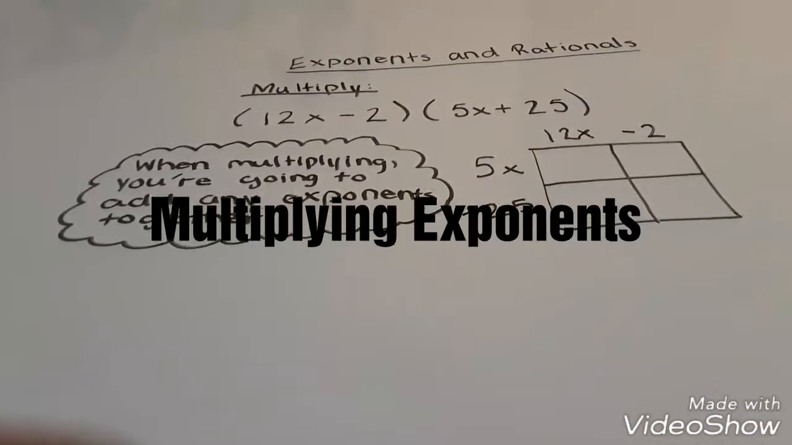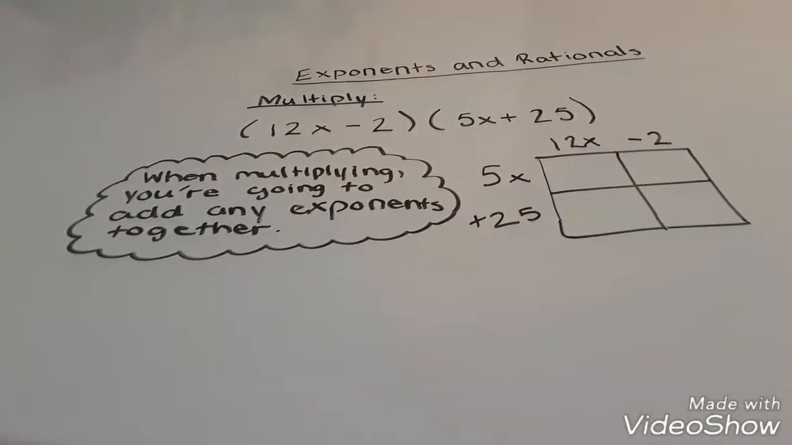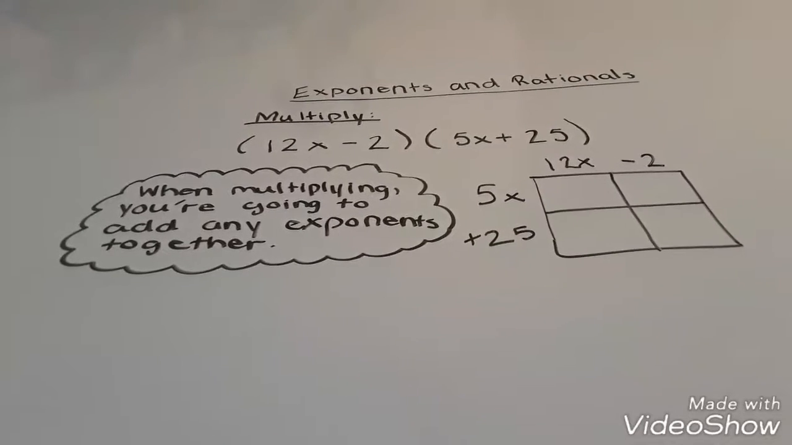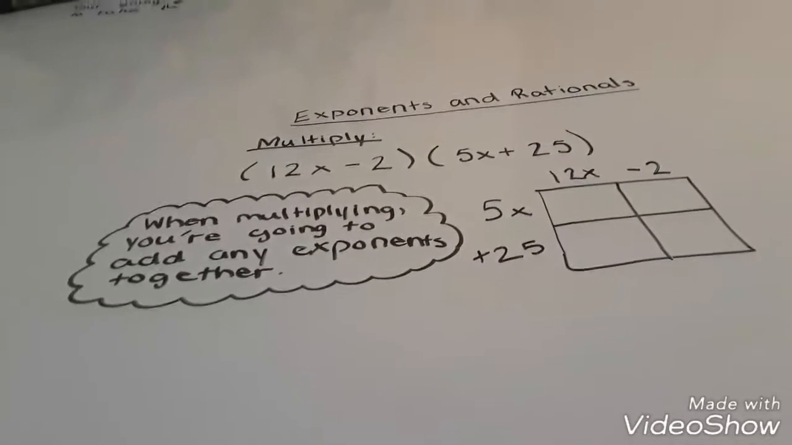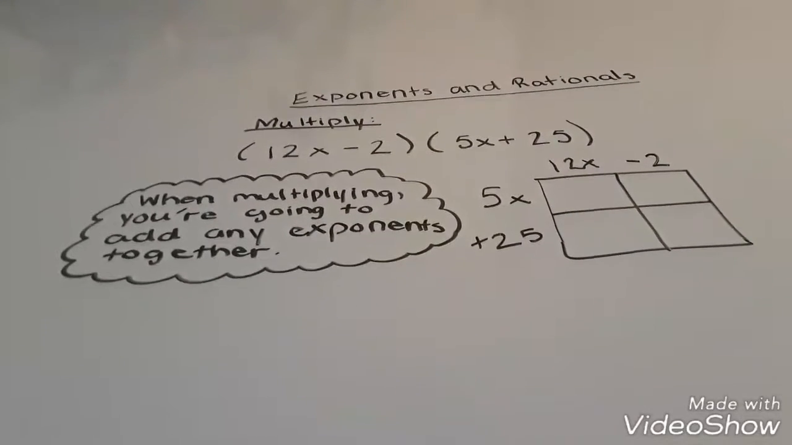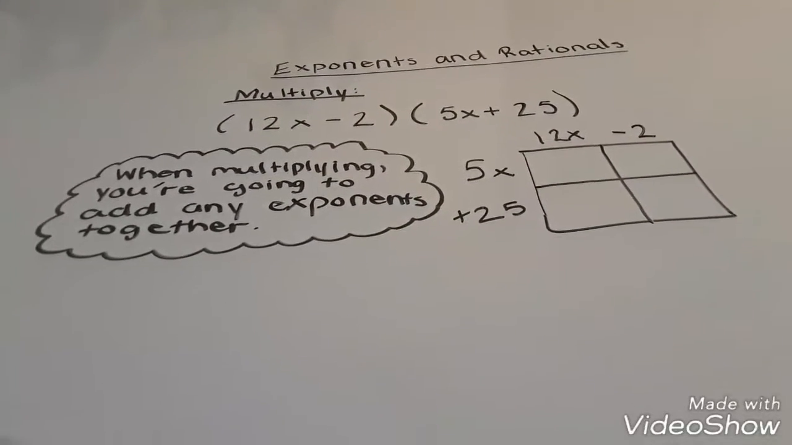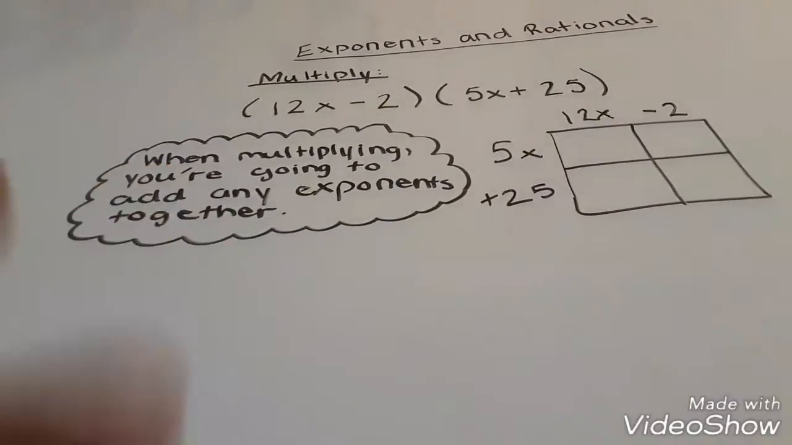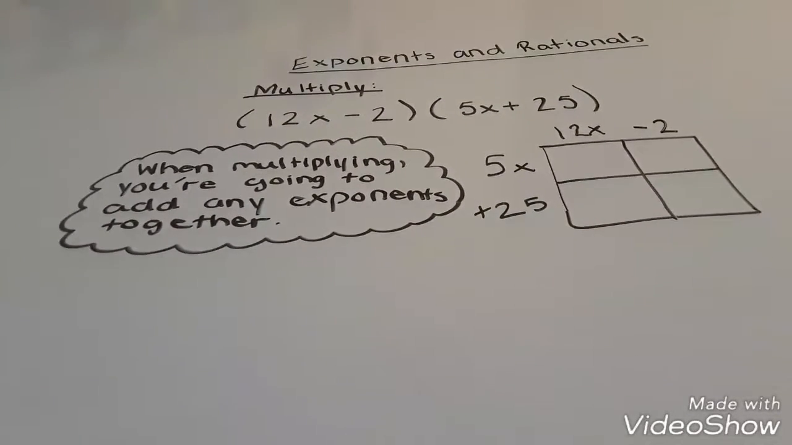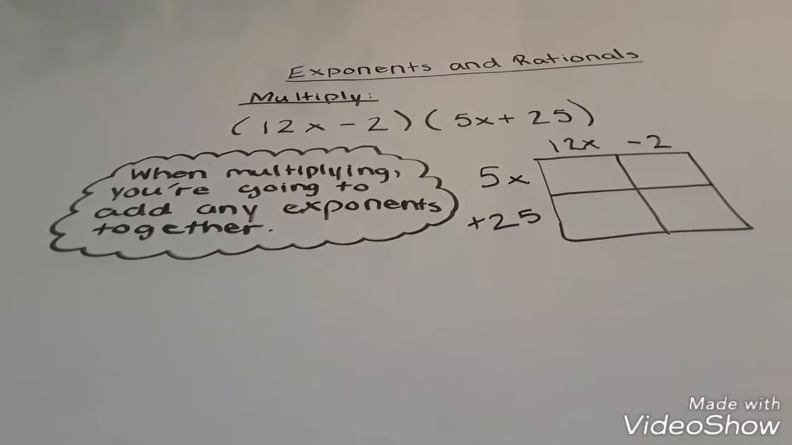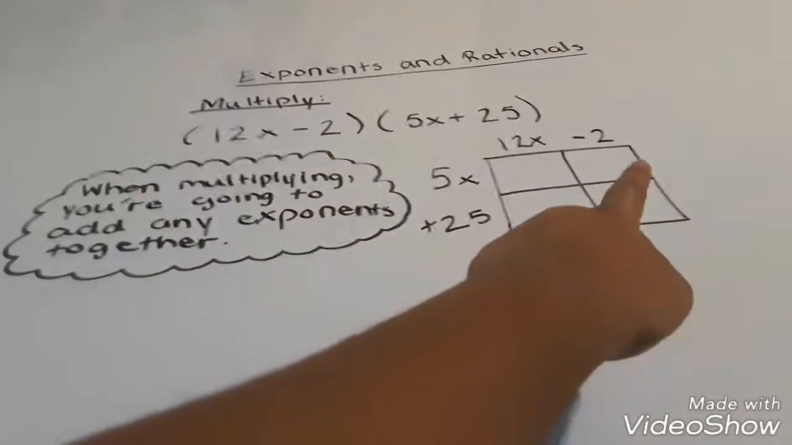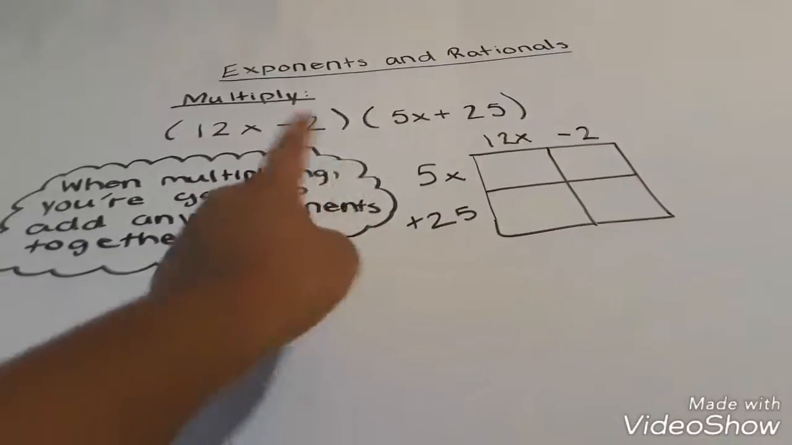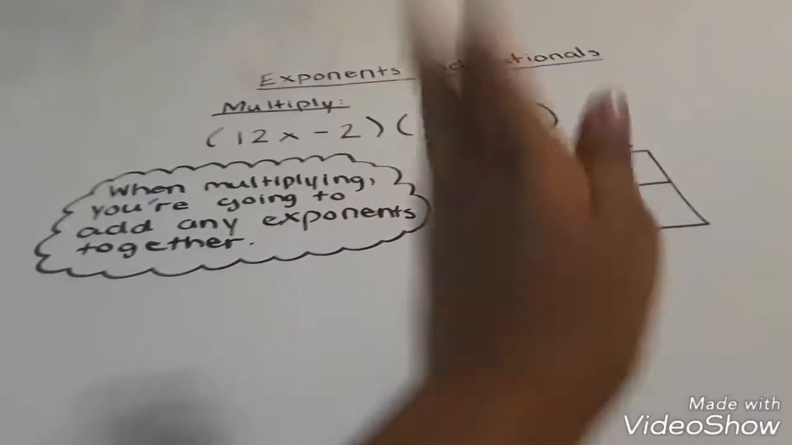Hello guys, today I'm going to teach you how to multiply exponents. So when multiplying exponents, you can do it in different ways. You can distribute and such, but I like doing the box method. With the box method, you're just going to write your equation, which in this case is 12x minus 2 times 5x plus 25. So I'm going to write the 12x minus 2 horizontally and the 5x plus 25 vertically.